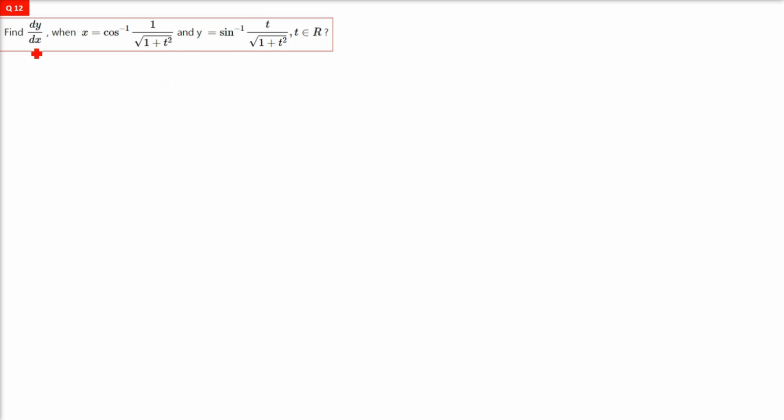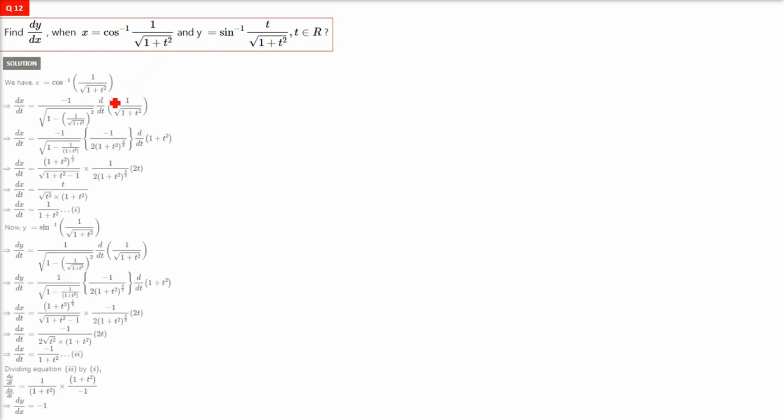Next one is dy by dx. So we have cos inverse of 1 by under root 1 plus t square, and sin inverse of t by under root 1 plus t square. No, it is 1 by under root 1 plus t square. Please remember, it is 1 by under root 1 plus t square. Remember. So I'll just go the normal way which we have been doing.